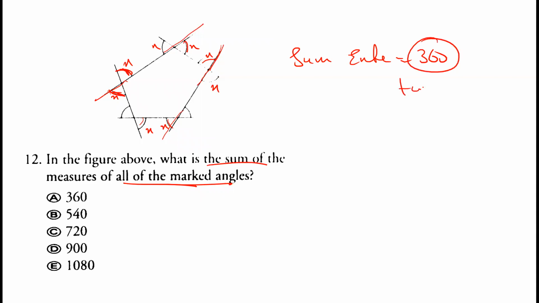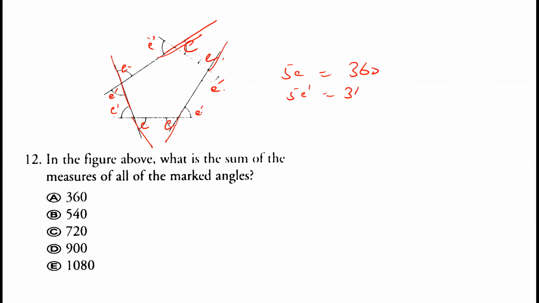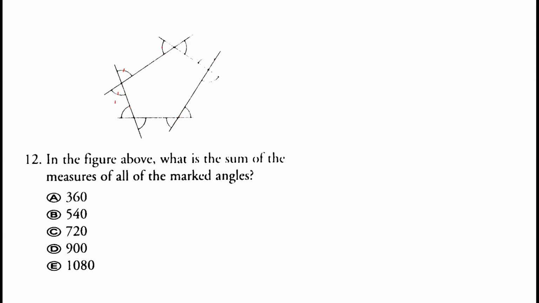So 360 is actually coming twice, because if we look at this angle, this is an exterior angle, this is an exterior angle, this is an exterior angle, this is an exterior angle, and this is also an exterior angle. So 1, 2, 3, 4, 5. So 5E equals 360. But there's also this E, this E. So these are also the same. 1, 2, 3, 4, 5. And again, 360 plus 360 equals 720. So you need to understand that the sum of all exterior angles equals 360. But over here we have double. So the same angle is coming twice. So 360 into 2 is 720.